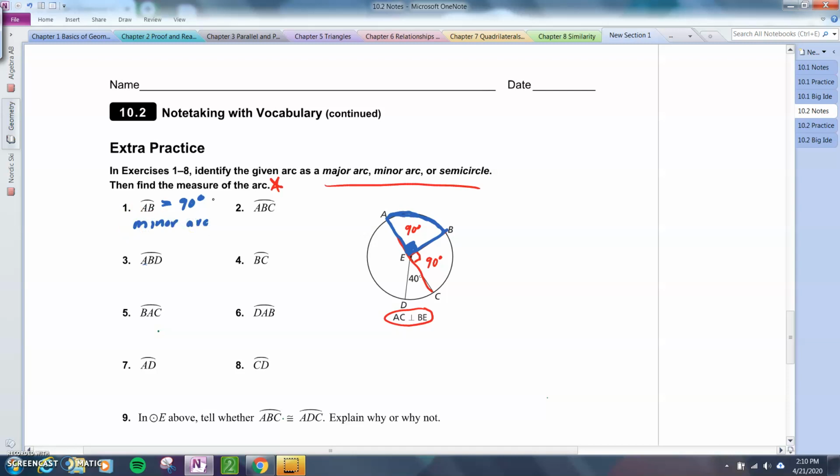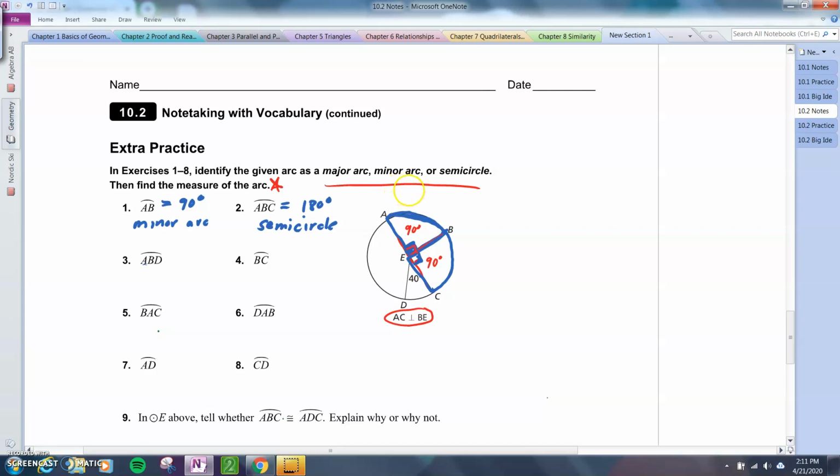Now let's look at ABC. So now we're going to extend this all the way to C. Well, now we're just adding up angles AEB and BEC, which are both 90 degrees. So the entire thing has to be 90 plus 90, which is 180 degrees. And remember, back in the vocabulary notes, anytime we have an arc that's 180 degrees, that's half of the measurement of a circle, the arc of a circle, so that's a semicircle, half of a circle.